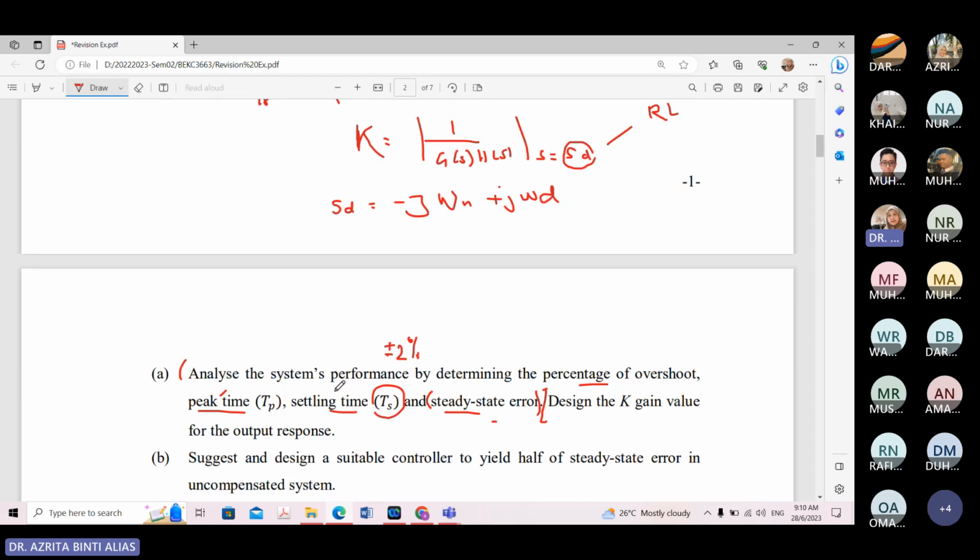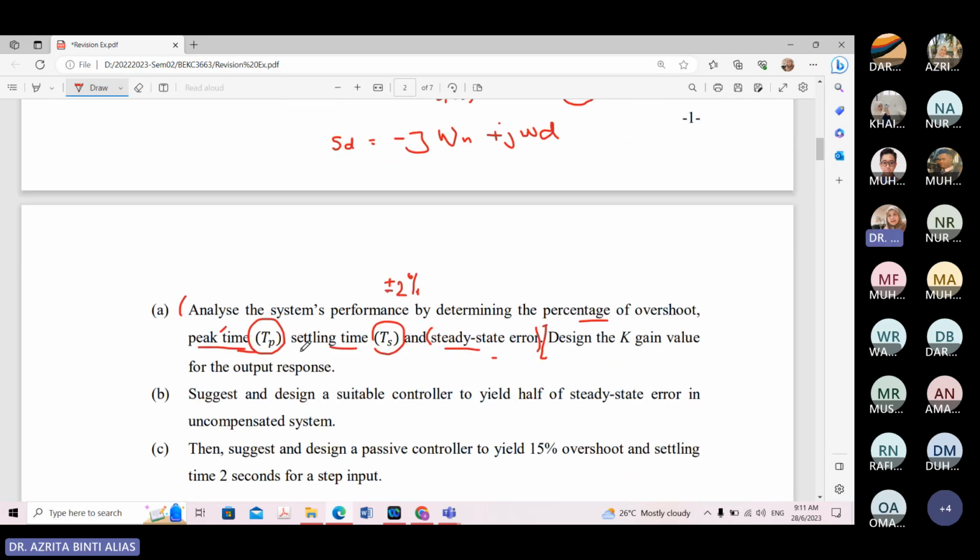So what we have just now is the value of TP, TS, and percentage of overshoot. Definitely from these values, we can have the value of zeta and also the value of omega n. Remember the formula for TP for the underdamped case. TP is equal to pi over omega D. So definitely from here, you can obtain the value of omega D.